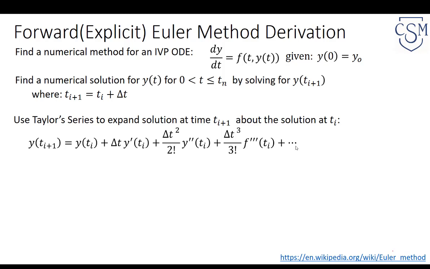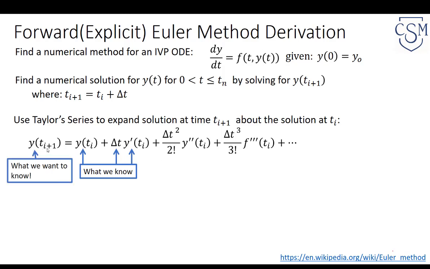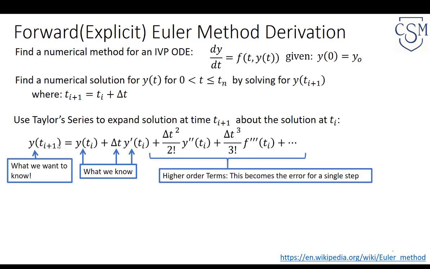And this is an infinite series. What we know is y of t i, delta t, and the derivative. That is this differential equation right here. What we don't know is y of t i plus 1. That's what we would like to know. These higher order terms here will become the error for our numerical method.